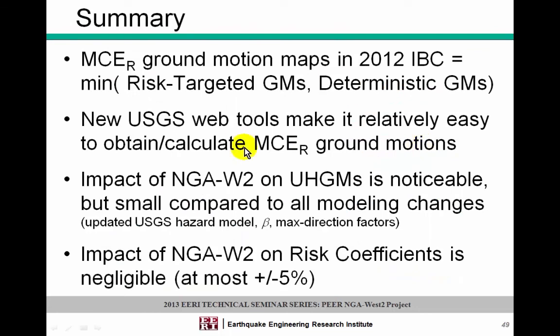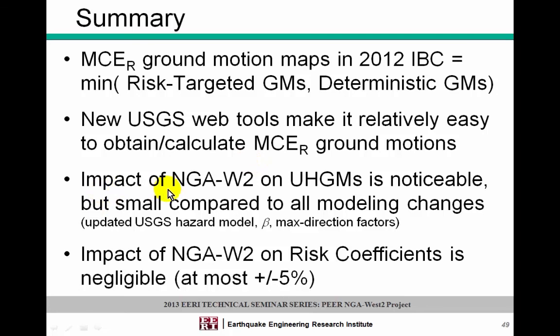Okay, so to summarize, and to drill this in, MCE_R ground motions in the 2012 IBC are the minimum of risk targeted ground motions and deterministic ground motions. These risk targeted ground motions are a little bit more complicated to compute, but these new USGS web tools make it easier to obtain them, and also the one that we're going to introduce in January means you can do the risk targeted ground motion calculation with your own hazard curve.